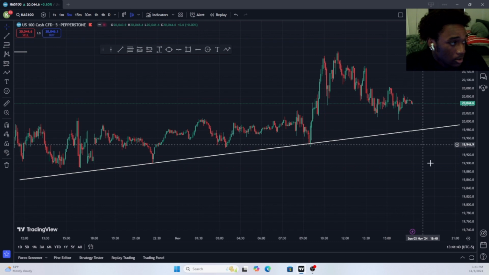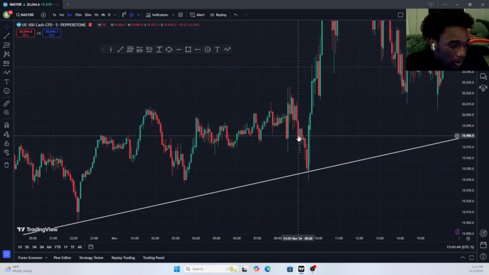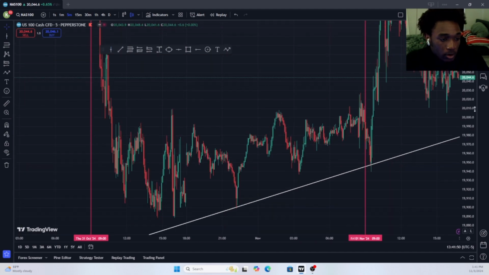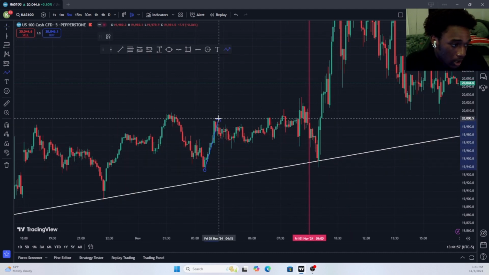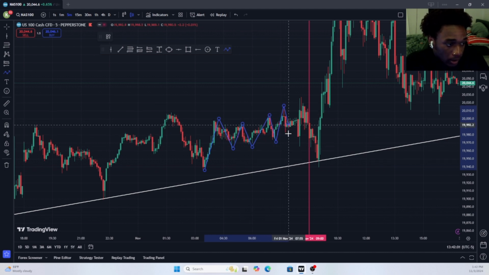How did I know price is in an uptrend? You zoom in a little bit. I came into the market at 9 o'clock, so I came into the market on this candle. Price might be going down at 9 o'clock, but price is in an uptrend. Price is making higher highs, higher lows, higher highs, higher lows. You know what I'm saying?